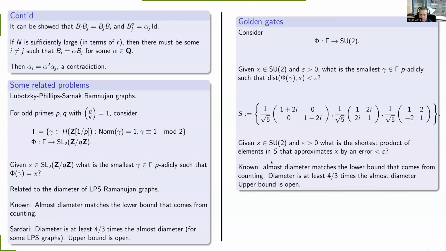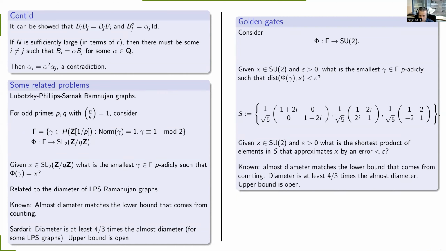Again, the state of the art is quite similar as before. You can talk about the almost diameter, which means the best solution that you can get for 99% of the elements in SU2. And again, it is known that you can achieve for 99% of the elements the same rate as the lower bound that comes from counting. This was also proved by Lubotzky, Phillips, and Sarnak, using spectral methods.